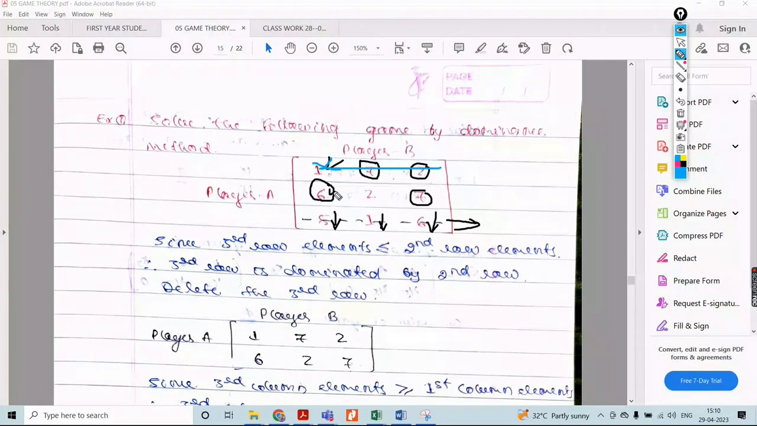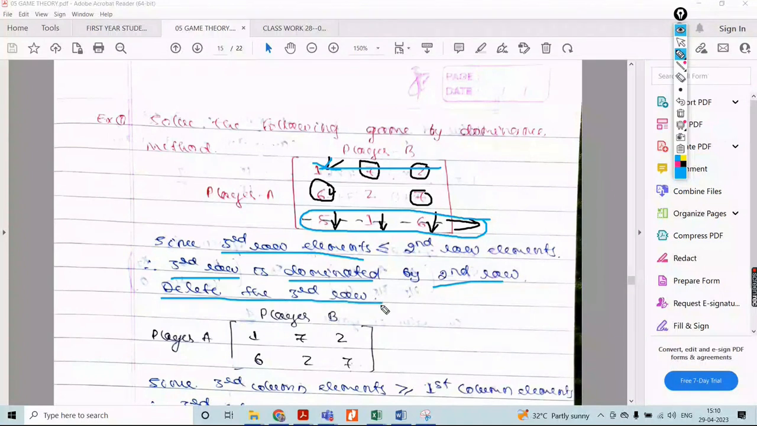5 is less than 6. 1 is less than 2. 6 is less than 5. Then I will dominate this particular row. It means this row is dominated. The third row elements are less than or equal to those of the second row, so the third row is dominated by the second row. Then delete the third row. It means you have to delete this row.